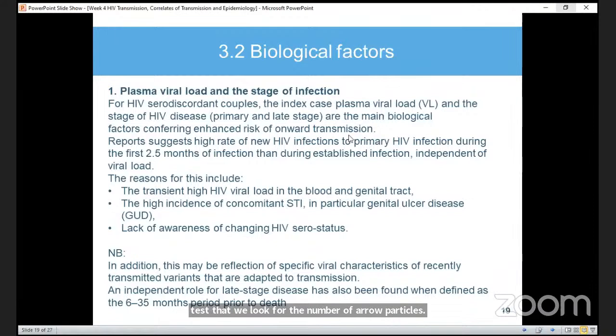The number of viral particles per milliliter of blood, or per cubic millimeter. Per cubic millimeter or per milliliter of blood. Okay, that is viral load.